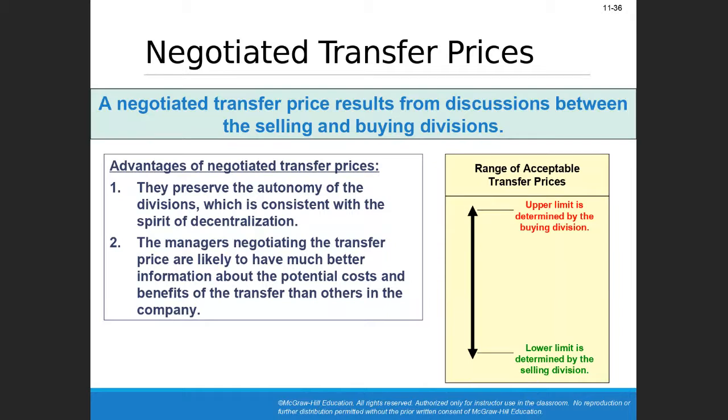And so when you think about it, the selling division determines the lowest price. In other words, unless you pay me this amount, I'm not selling it, right? So the selling people determine the lower limit, and the buyers determine the upper limit. I will not pay any more than this, right? So that's the upper limit. So you're negotiating between these two points, right? So that's your range: the lowest amount the selling division is willing to accept, and the highest amount the buying division is willing to pay. That's what we call the transfer price range.